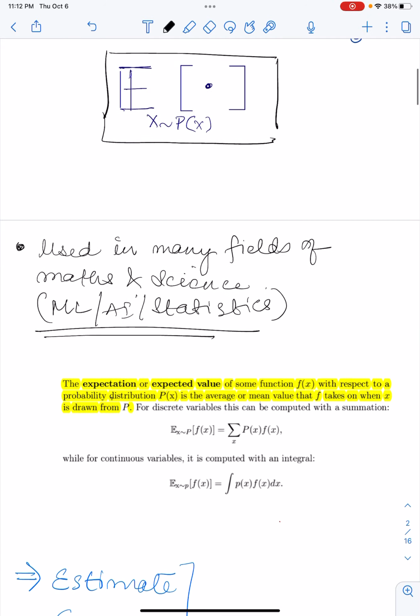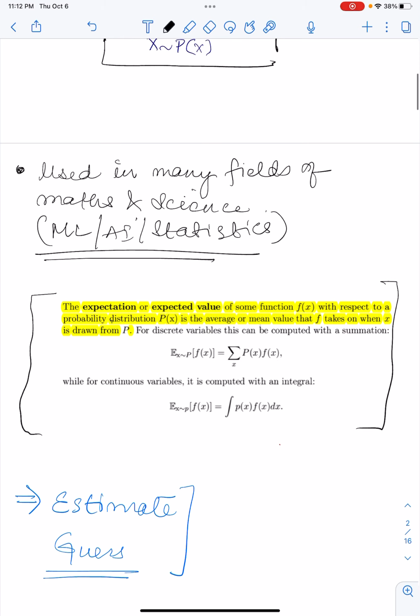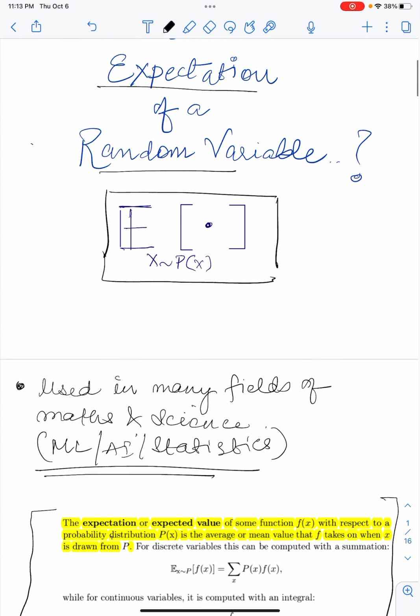So as discussed, this is being used in many fields of maths and science. And before coming to the formal definition of expectation and expected value, let's get some intuition. So this is actually something like what we can estimate, or what can we possibly guess about a particular random variable.